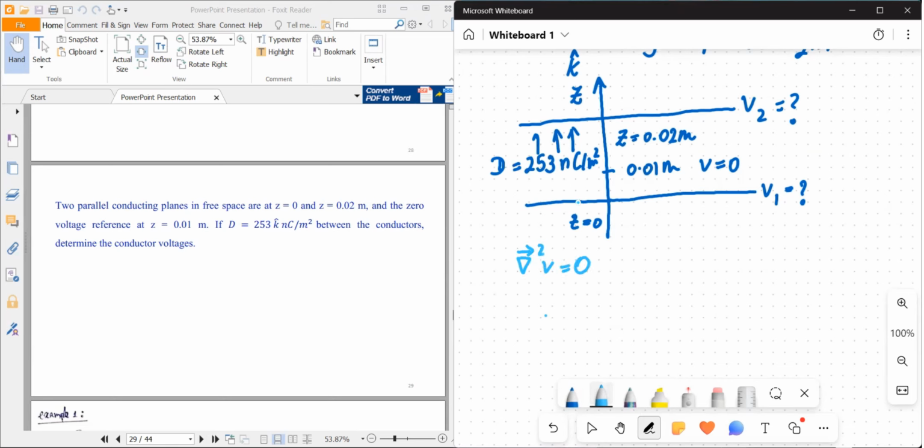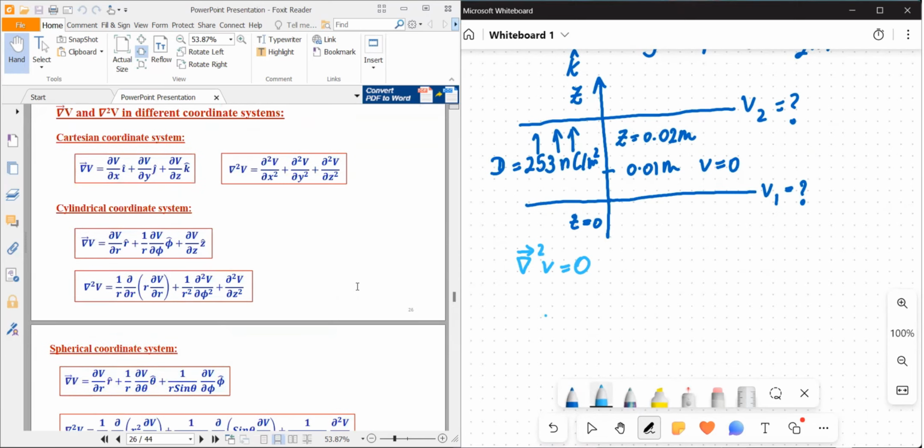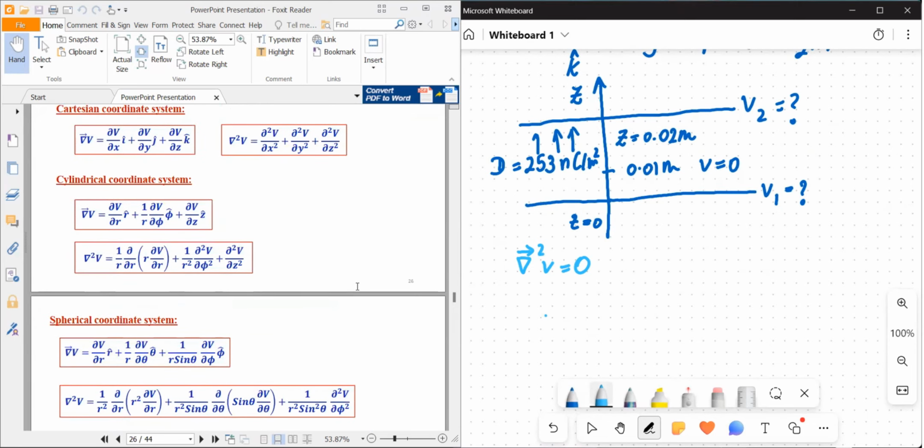Now, if you look into this geometry, what kind of coordinate system can we use? Can we use a Cartesian coordinate system, cylindrical coordinate system, or a spherical coordinate system? We just have two conducting planes, one plane here and another plane here. What do you think? What kind of coordinate system can we use to solve this question? Anyone? You can either speak or type in the chat.